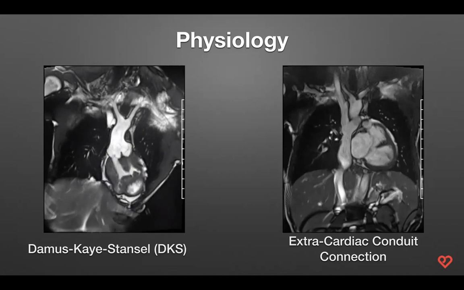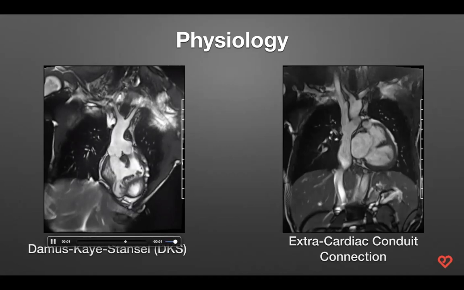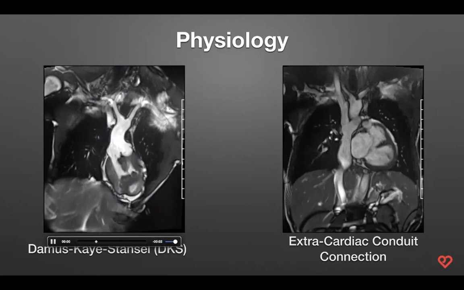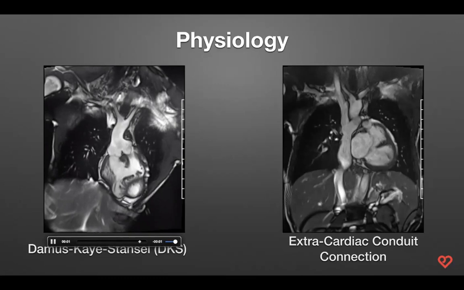This is a beautiful picture. This is what we call a DKS. What is occurring here is that because the ventricle is functioning as one ventricle, they have anastomosed the aorta and the PA together to make one great vessel coming out of the heart. So you have two great vessels surgically joined, called a DKS.